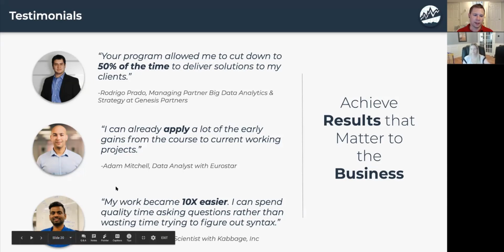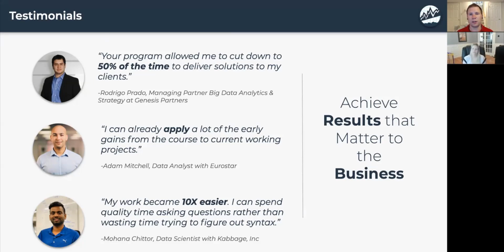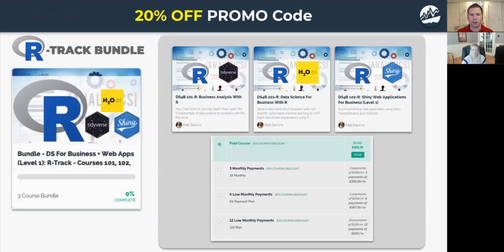And then Mohana, he's a data scientist with a company called Cabbage Inc. He had actually started learning Python and was really having a tough time with it. He started learning it for about a year, and then he decided to take my course. What it allowed him to do is focus instead on the problems, not the syntax, which is what he was tripping up so much on with Python. When he started R with our program, the syntax became clear once he started getting a lot of repetitions through the program. So it just gets results.